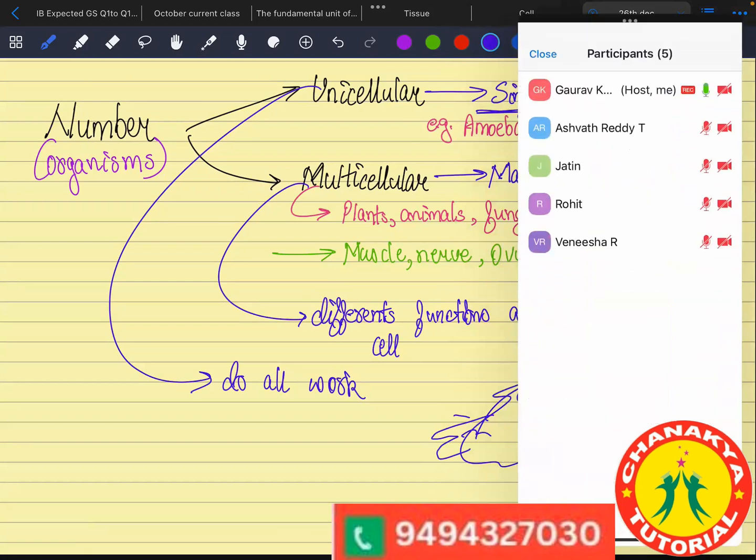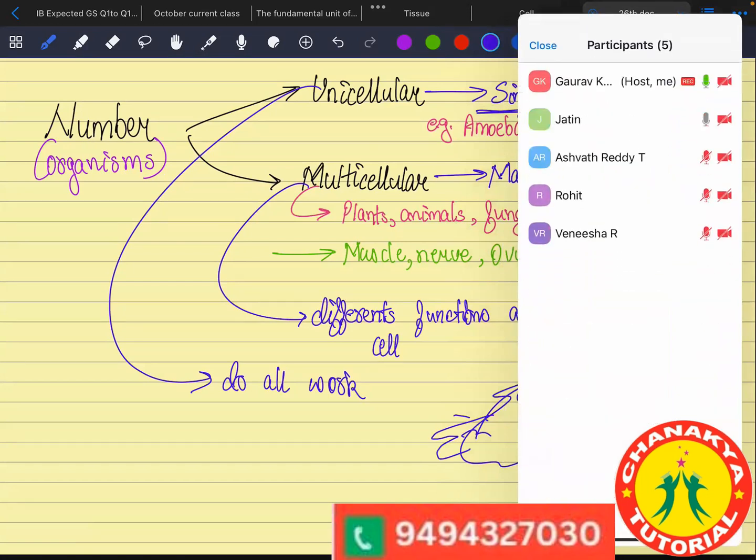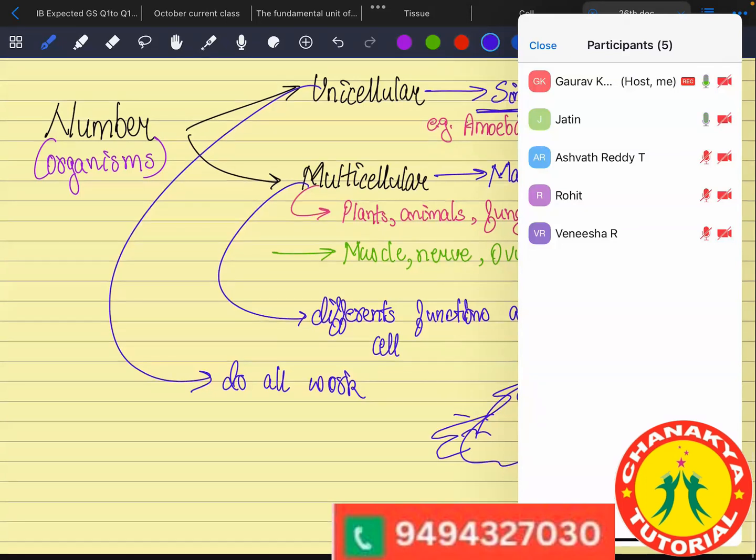No, sir. Rohit, Vinisha, Jatin? Yes, Jatin. So there are different kinds of cells. A multicellular organism could have the same type of cells or different types of cells. Multicellular is of different kinds of cells.